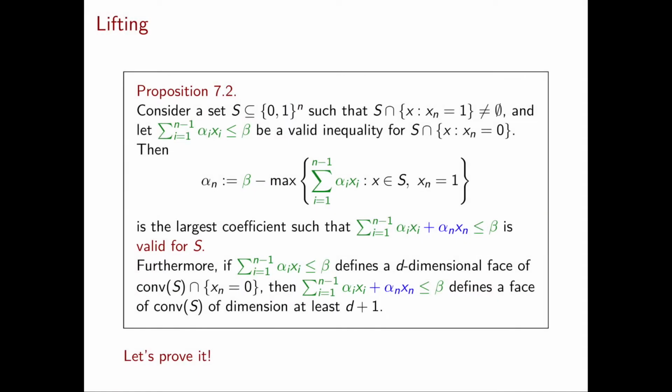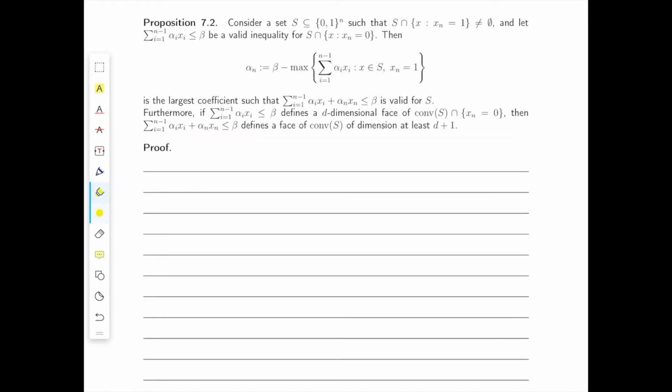Now let's prove this proposition. This proposition asks us to prove a number of things. So let's start by showing that the lifted inequality is valid for S. So to prove that it's valid for S, we prove separately that it's valid for all the points in S with xn equal to 0, and then for all the points in S with xn equal to 1. So the simpler one is for the points with xn equal to 0, because we know this by assumption. Let's write it.